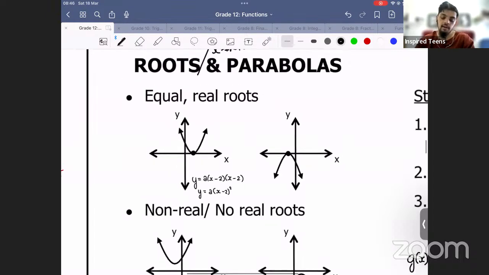This is when they have equal real roots. And with regards to the discriminant, b squared minus 4ac, this b squared minus 4ac guy is equal to 0.